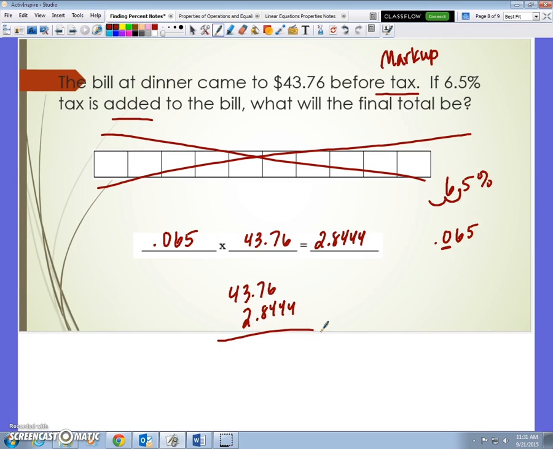And when I add that in my calculator, it says 46.6044, and that's going to be my total bill. But we wouldn't really round it like that. We would just do 61 cents. And if you've ever bought gas at the gas station, you know they always round up the cent to the next cent. So $46.61. All right.